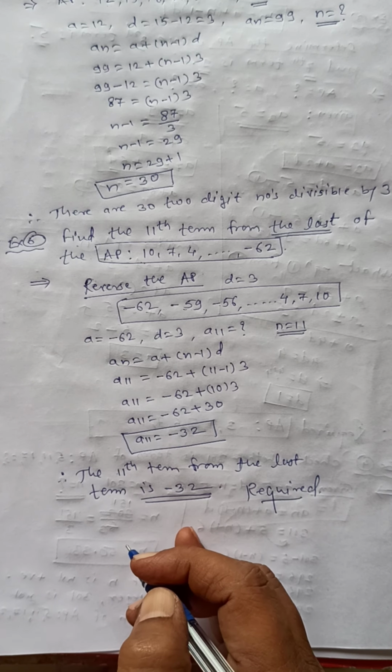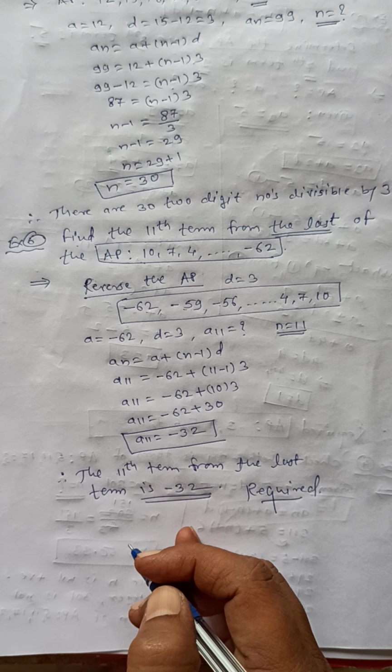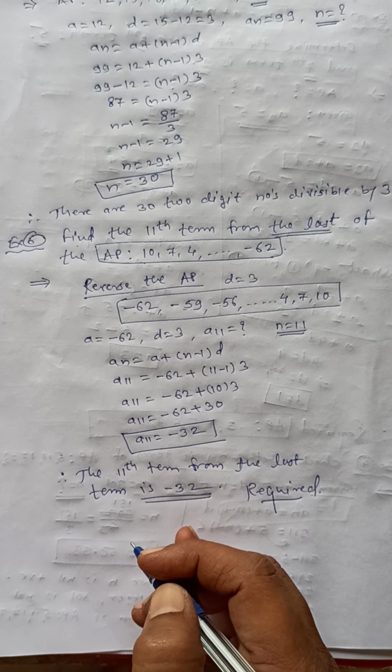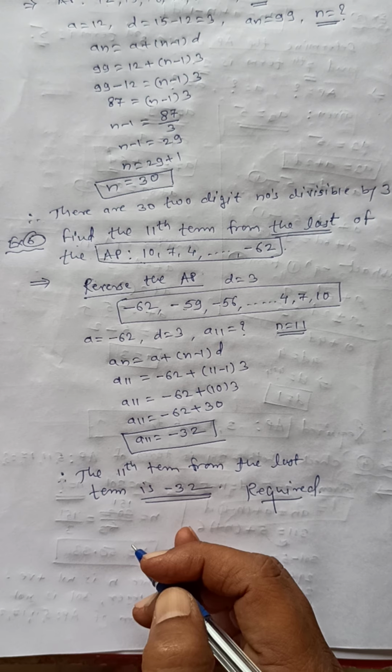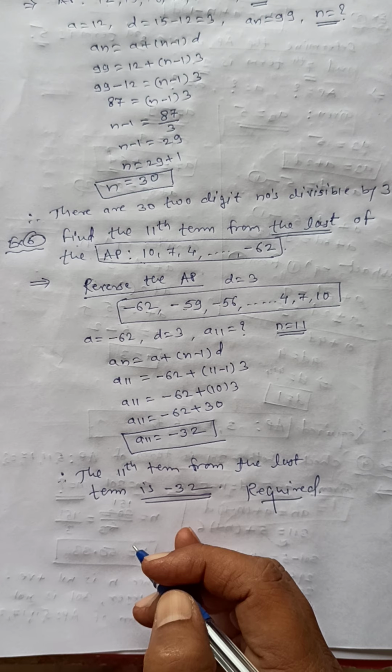In the next session again we will solve some examples from exercise 5.2. Up to this, you have to solve exercise 5.2, examples number 1, 2, 3, 4, 5, 6, 7, 8. You have to solve the first 8 examples, and in the next session we will see how to solve some theoretical examples. Thank you.